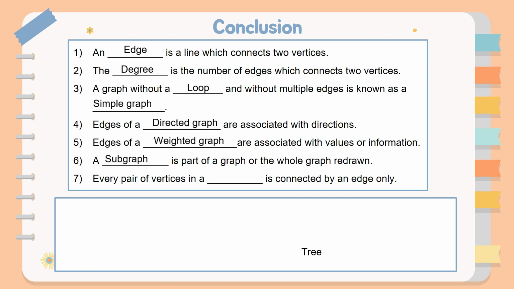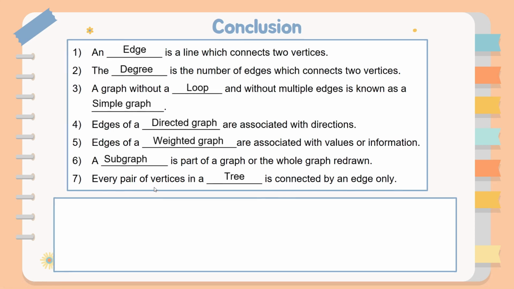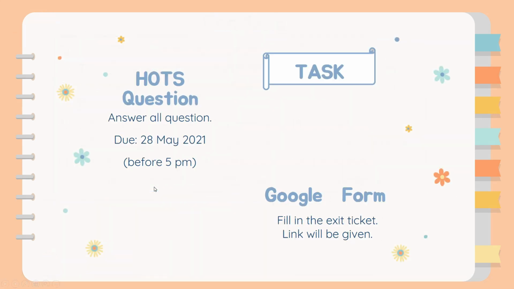So the last one is: every pair of vertices in a tree is connected by an edge only. I repeat this many times. Okay, this is the definition for each of the concepts that we have learned in this chapter. So we are already done with the conclusion.